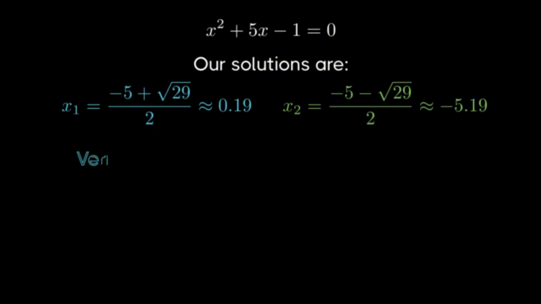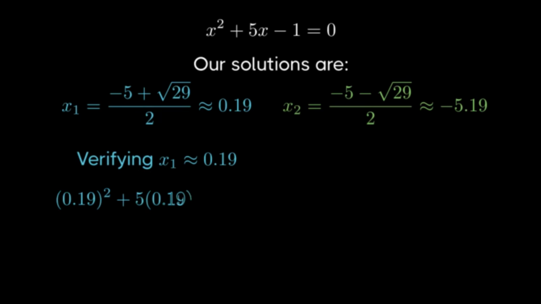Let's first check our first solution, x equals approximately 0.19. We'll substitute this value into the original equation and see if we get 0. We substitute 0.19 for x in the equation x squared plus 5x minus 1 equals 0. So we'll have 0.19 squared plus 5 times 0.19 minus 1.